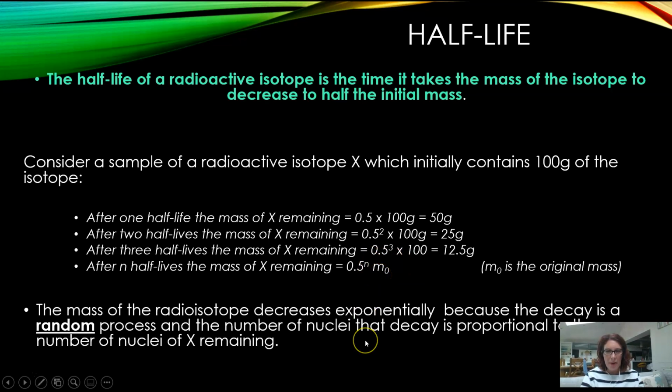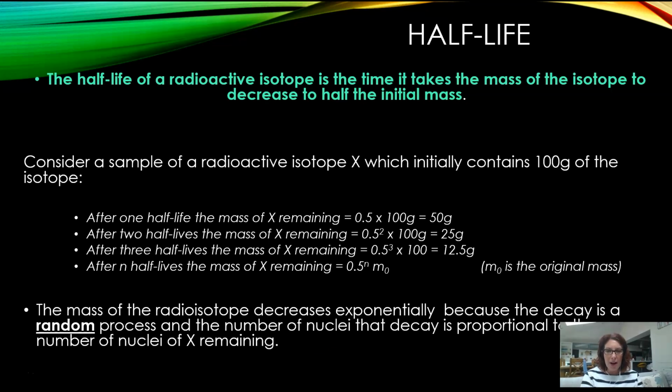Now, the mass of the radioisotope decreases exponentially. So exponentially is like it follows a set pattern, like it halves every so often. Because the decay is a random process. Now, random means you can't tell which one is going to decay at any one time, okay?